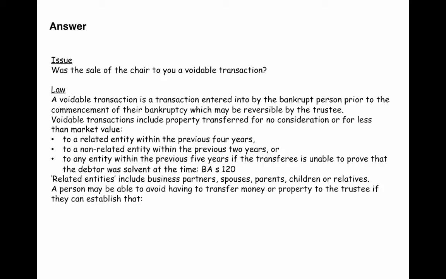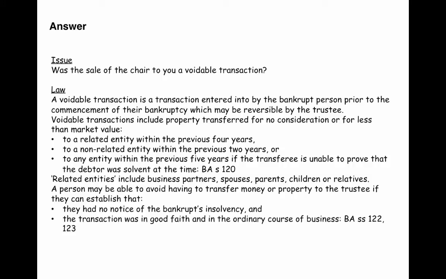And then there is actually information about the relevant defences here. A person may be able to avoid having to transfer money or property to the trustee if they can establish that they had no notice of the bankrupt's insolvency and the transaction was in good faith and in the ordinary course of business. You'll note that under law we've also included references to the relevant statutory provisions, section 120 of the Bankruptcy Act and sections 122 and 123.